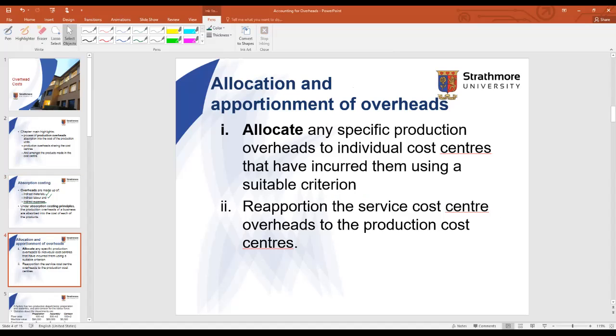Now, don't forget today we need to do what we call allocation and apportionment of overheads. The first step is to allocate any specified production overheads to the individual cost centers that have incurred them, using a suitable criteria.